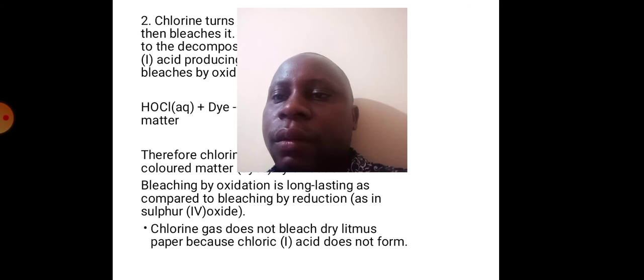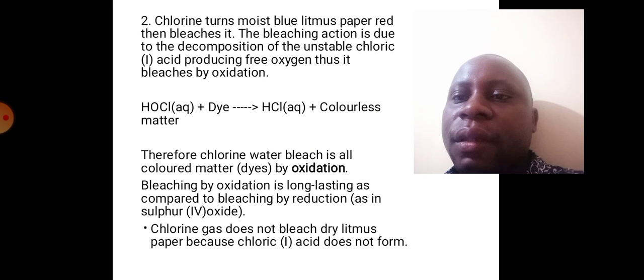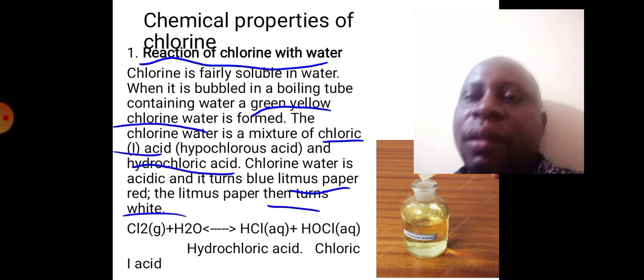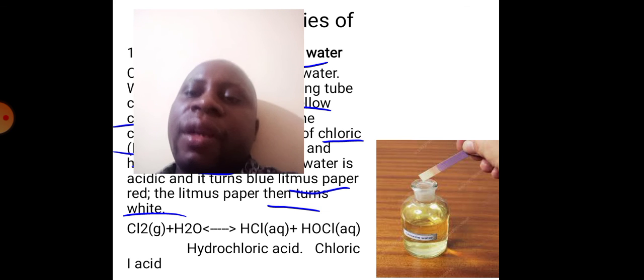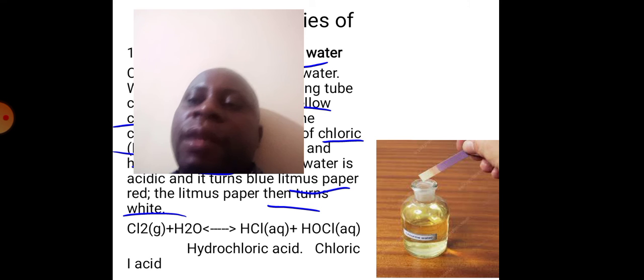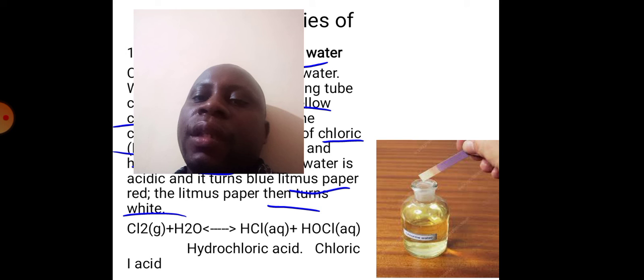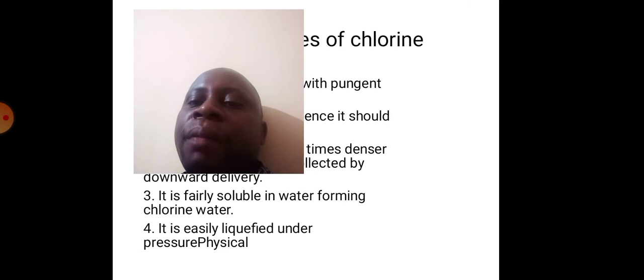Oh, it has disappeared. Good. So I think you're able to see it here, that when a blue litmus paper is dipped into this solution, which is chlorine water, it changes to red, and then you're able to see what is the color of the remaining bit.